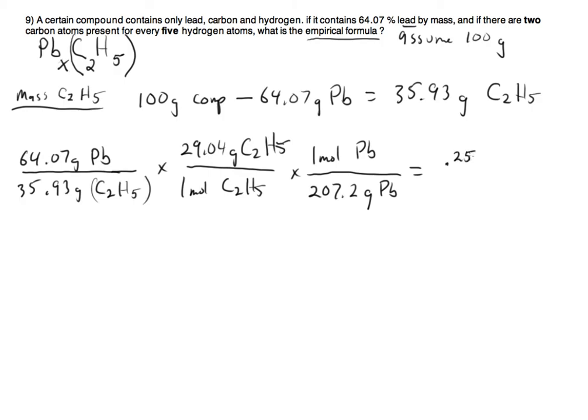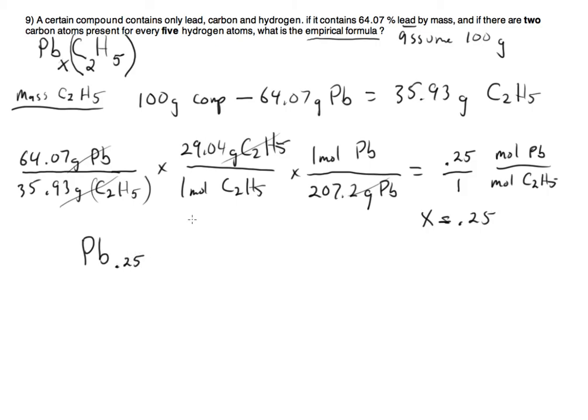Now, what does that mean? If we cancel everything out, we'll see. Those grams cancel and these grams cancel, but moles don't. So the units would be moles Pb per mole C2H5. I'm just going to put a 1 here so we can see our ratio is 0.25 to 1. Now, what does that mean? Well, if I try to write it as a formula, we would see that x equals 0.25. Well, that's not going to be the answer.